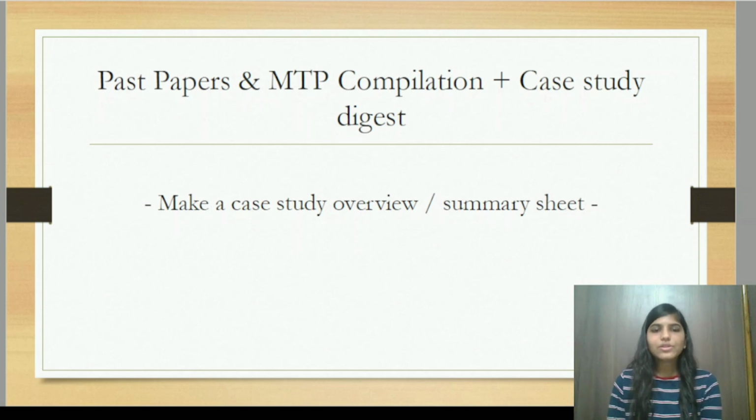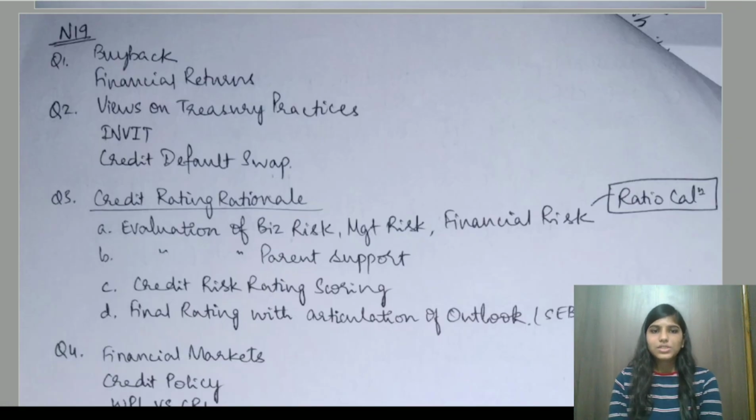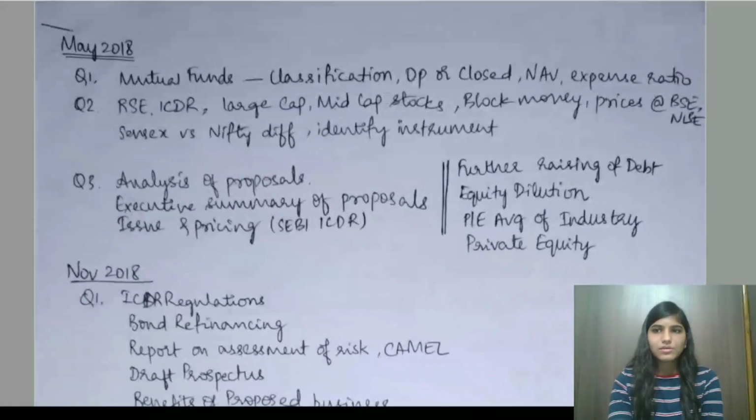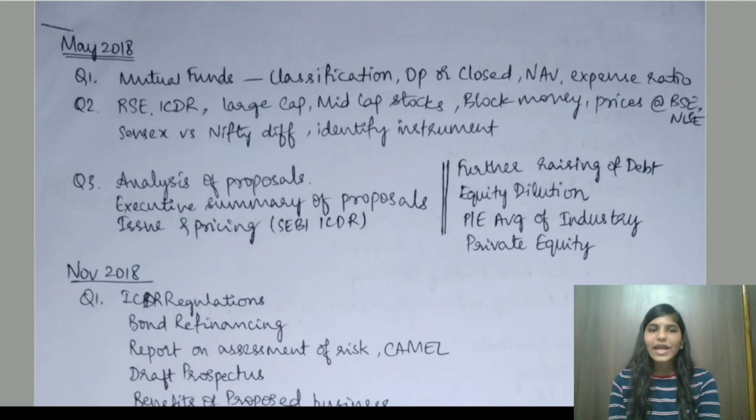The second thing you can do is make a case study overview sheet or a summary sheet. Let me show you mine. So this particular sheet I had made just on the day of examination, and it is still half done. I didn't complete it because, like I said, I didn't do it further and I regret it the most. But this is the most helpful sheet for the aspirants because this will give us the gist of all the case studies which are there in the past papers.